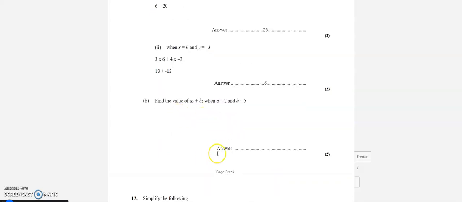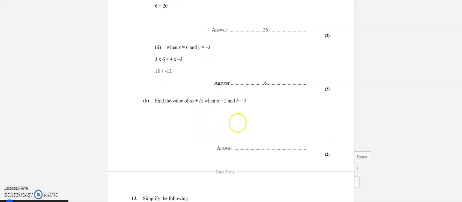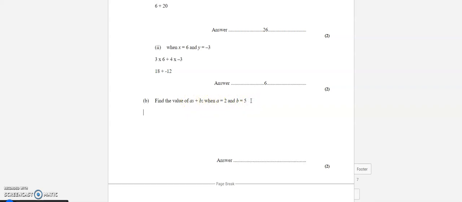Final one for this particular section, then I'll probably break it off into an extra video for the next bit for these simplified questions that are coming up. So let's have a little look at finding the value of a cubed plus b squared when a equals 2 and b equals 5. Typically I think this is just a font matter, so that 3 would usually be a bit smaller and up in the top corner here. But it's definitely saying a cubed plus b squared. I think it's just a formatting issue for this particular question.